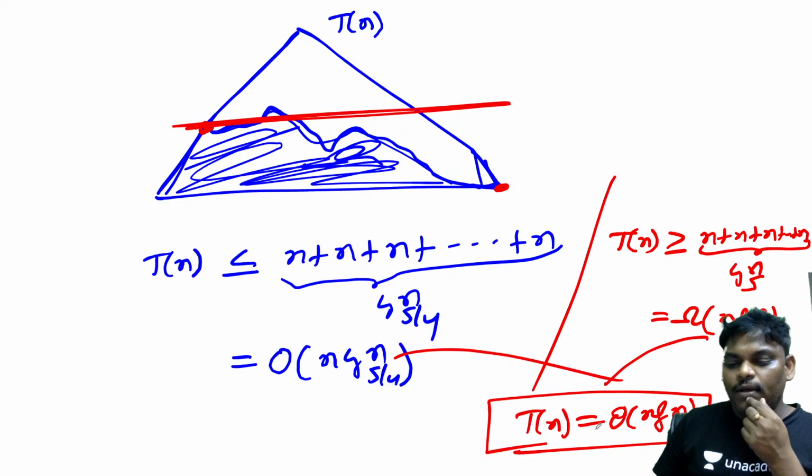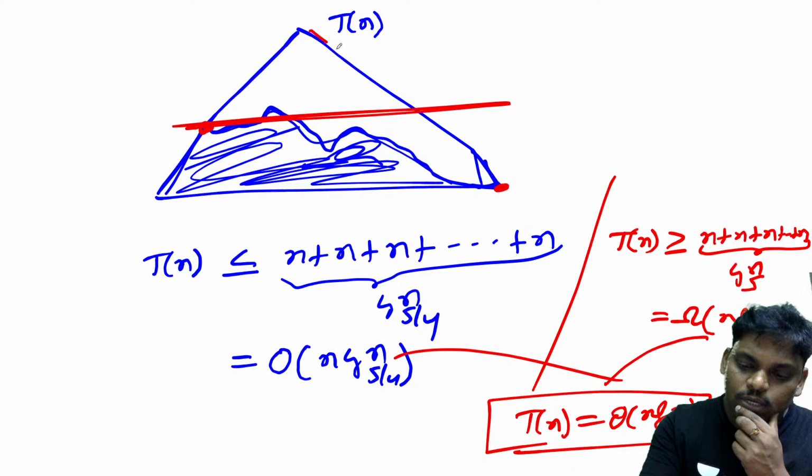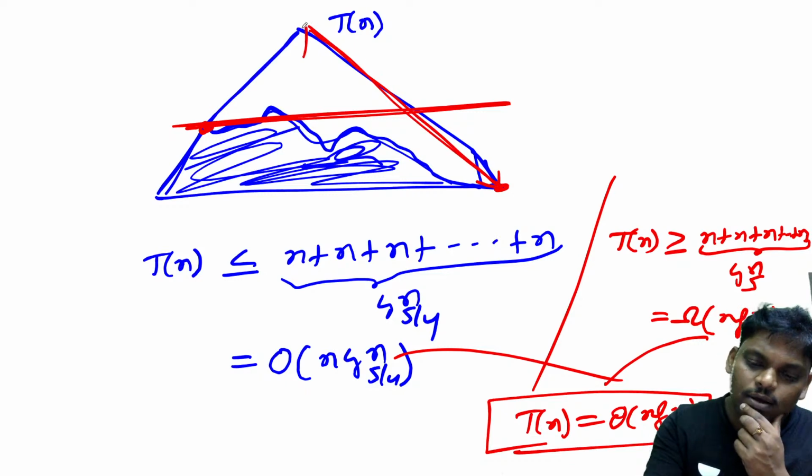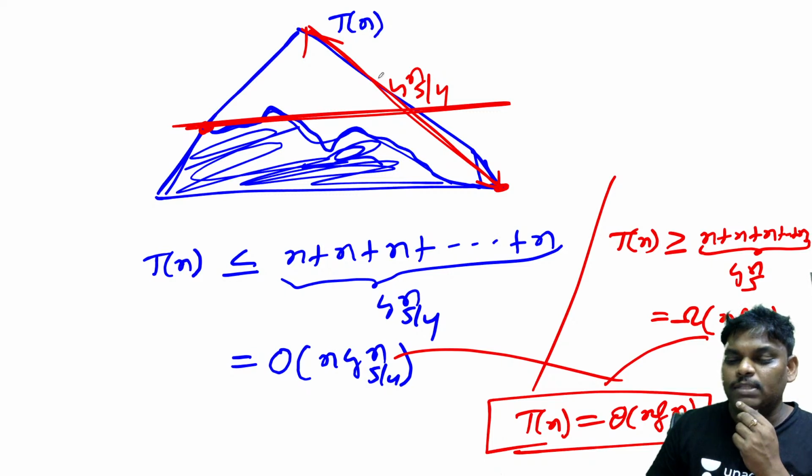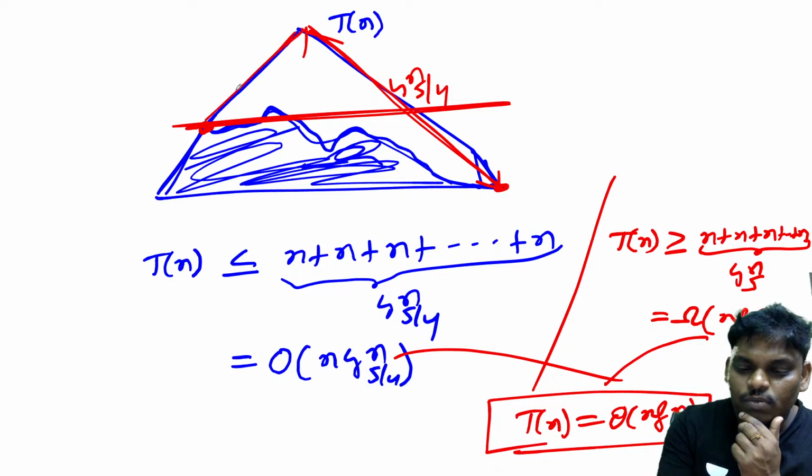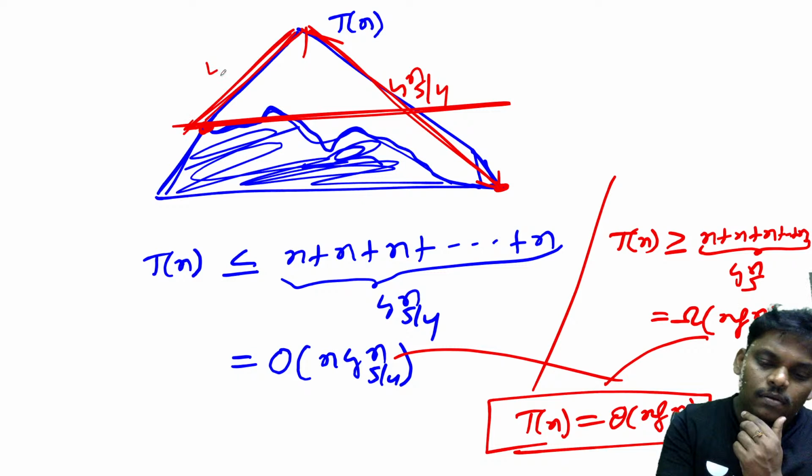Left height is n log n. Left height is log n base 5. See, total height, if you see the right side, log n base 5 by 4. Left height, if you see only this area, log n base 5.